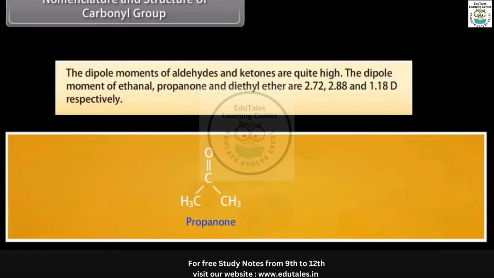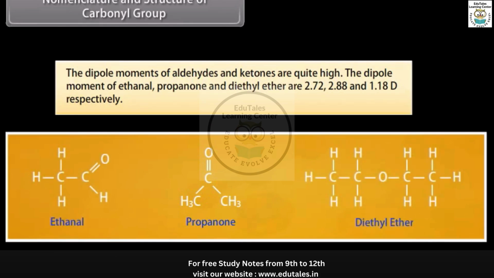The dipole moments of aldehydes and ketones are quite high. The dipole moment of ethanal, propanal, and diethyl ether are 2.72, 2.88, and 1.18 debye respectively.